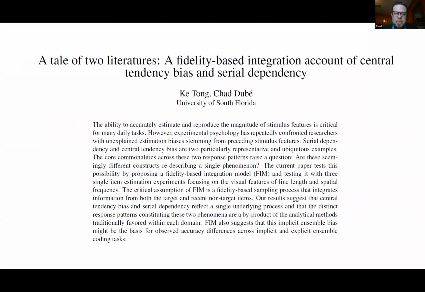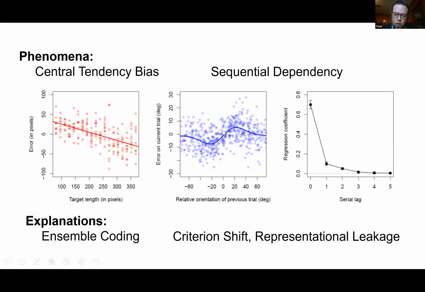And sequential dependency, I didn't really define that. That's just the finding that your estimate of a stimulus on a given trial tends to be pulled toward the estimate on the prior trial. That's called response assimilation. These are some data from Dave Whitney's lab that show this, and it's analyzed a few different ways. Here's one that shows the error on the current trial in orientation reproduction relative to the orientation on the previous trial. So if the orientation is low, then you'll have a negative error, you'll get pulled toward it. And if it's high, you'll be pulled upwards.